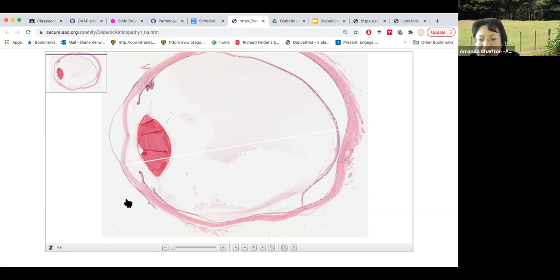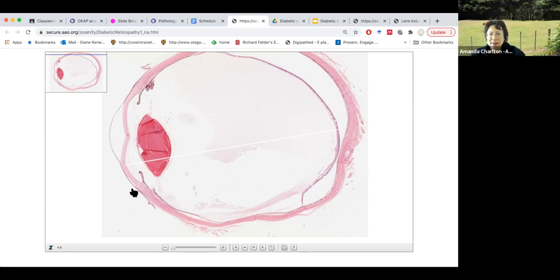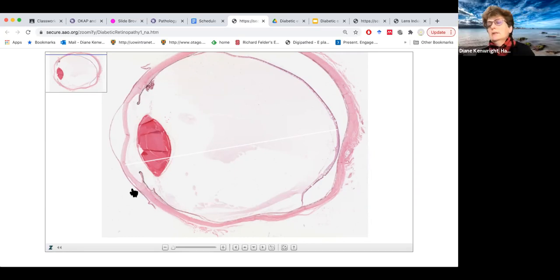And the cornea, yes. The peripheral cornea has got some strange changes that might be an epithelial dystrophy. Have you ever seen anything like that as an artifact from treatment effects? No. I think this might be a real thing.